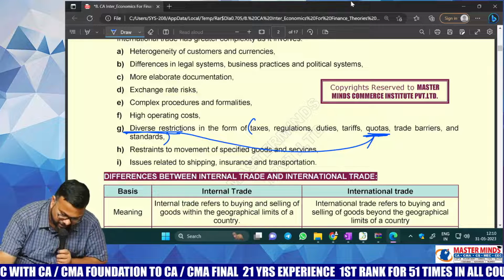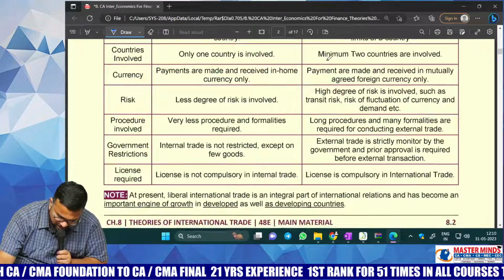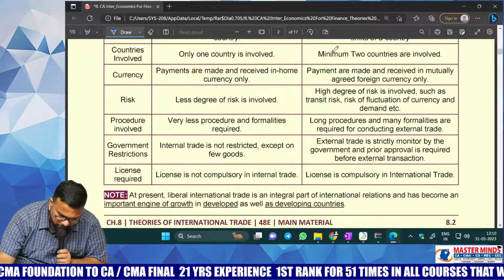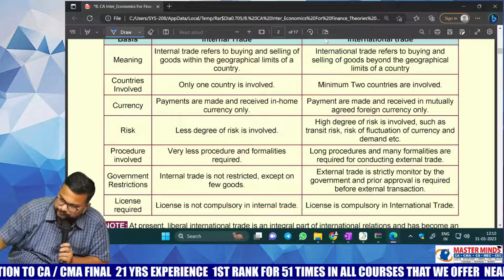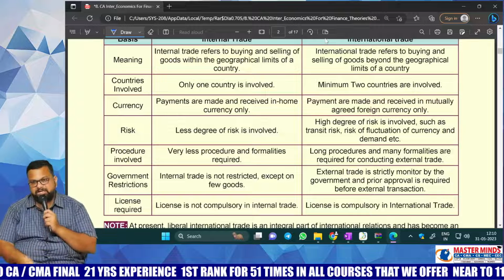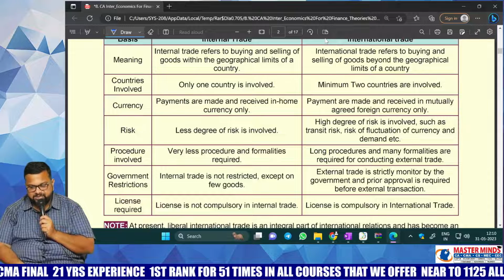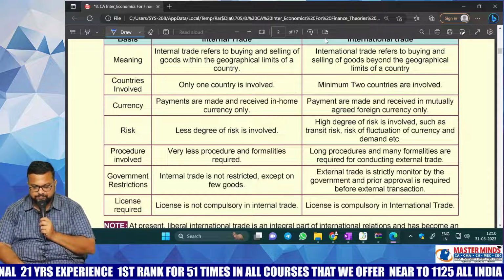Next, difference between internal trade and international trade. Okay, please go through that point on your own. Whatever the points that I have explained, the same things are covered there.